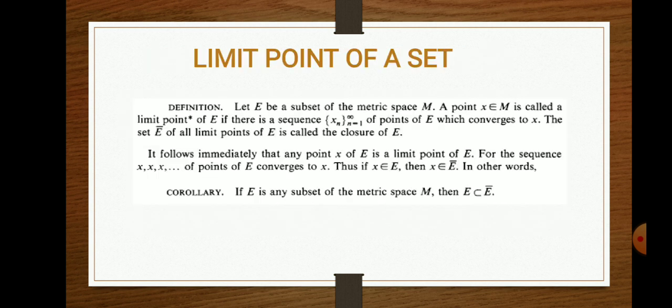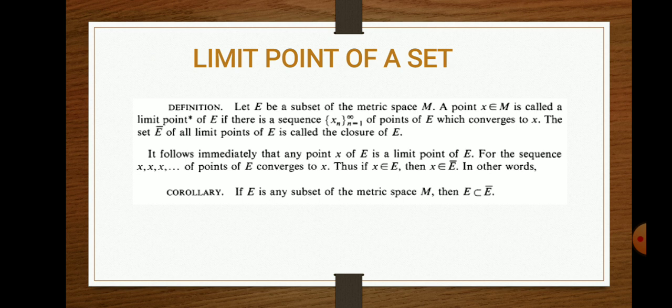Next one is a limit point. Let E be a subset of a metric space M. A point X in M is called a limit point of E if there exists a sequence of points of E that converges to X. The set of all limit points is denoted by E bar, which is the closure of E.